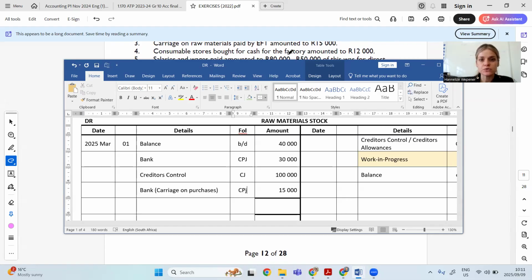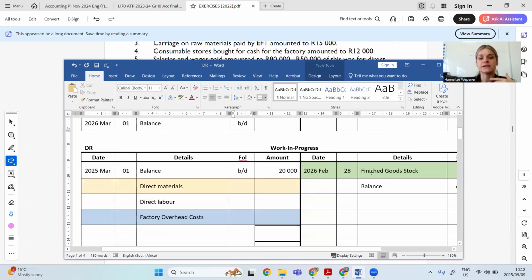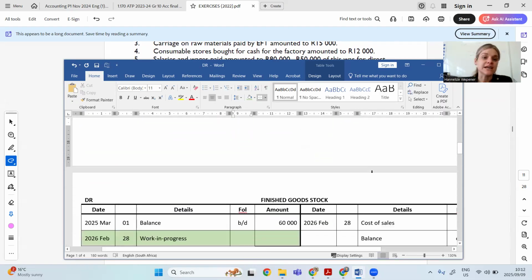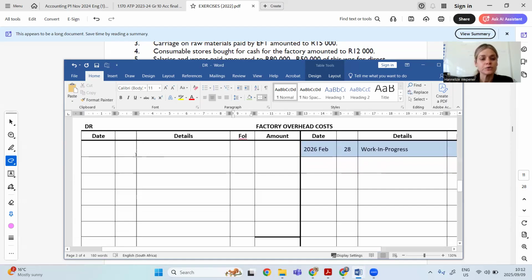So consumable stores in the factory is seen as an indirect material. Remember that the movement that we did here with the raw materials stock into work in progress, into finished goods, that is your direct materials. So any indirect costs involved in making this product will be seen in your factory overheads. So this is indirect materials. And that is 12,000. Okay, so you bought it for cash, it would have been CPJ.